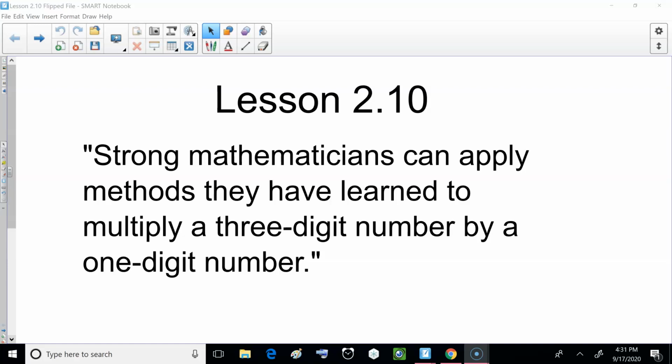Welcome class to lesson 2-10. Our goal today, strong mathematicians can apply methods they have learned to multiply a 3-digit by a 1-digit number. So take out your pencil, take out your notebook, put today's date, put the lesson number, and let's get to work.